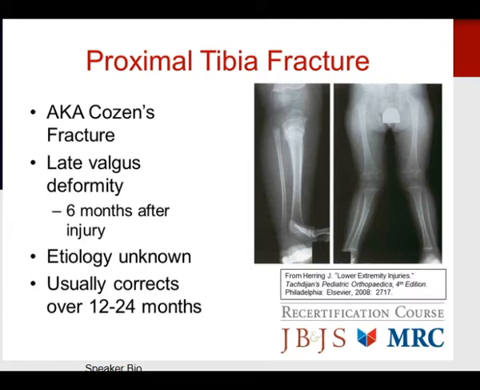However, the key point here is that you have to counsel the parents or caregivers at every opportunity regarding this potential complication.